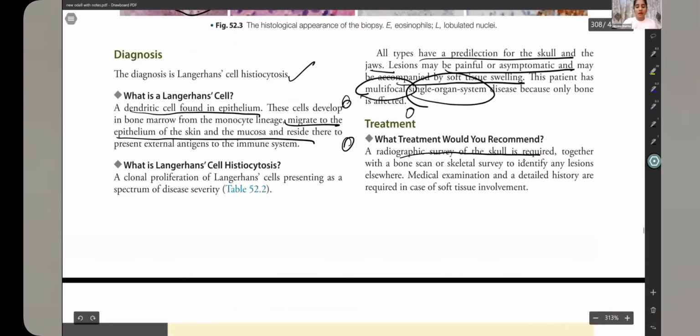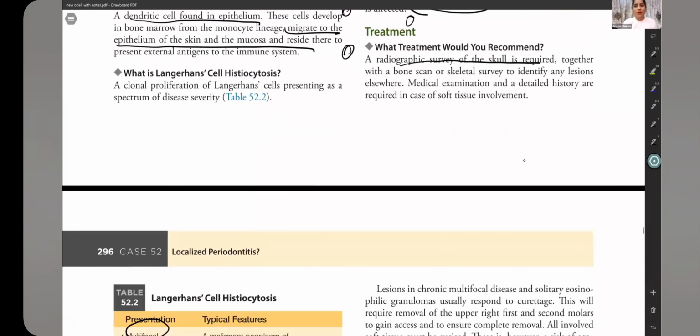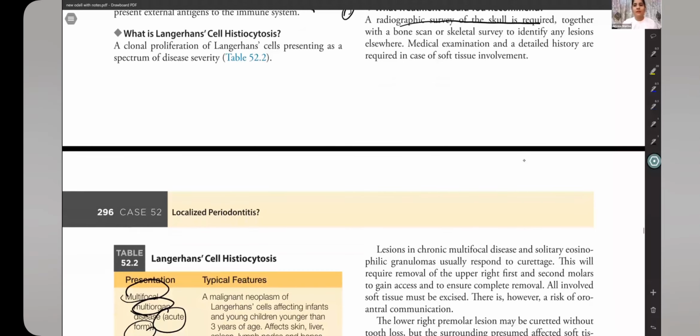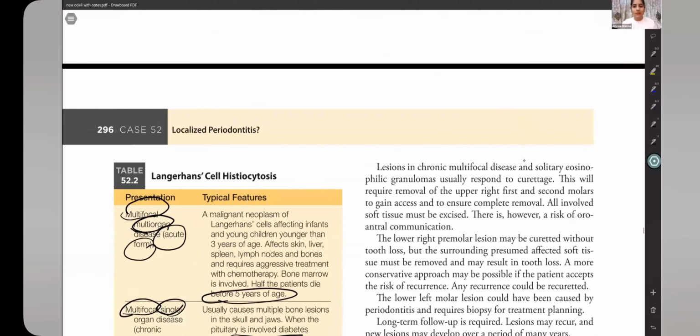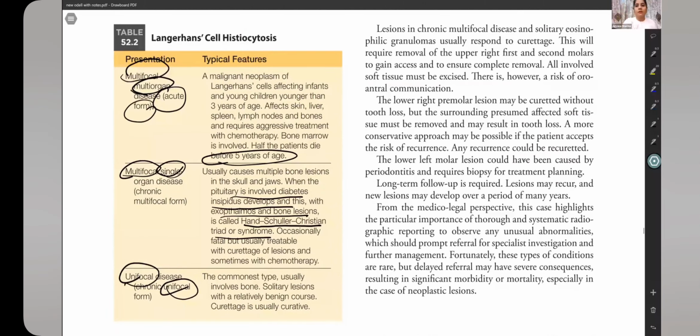You would take a radiographic survey of the skull together with a bone scan or skeletal survey to identify any lesions anywhere else as well. A medical exam and a detailed history are required in case of soft tissue involvement. Lesions in chronic multifocal disease and solitary granulomas usually respond to curettage, and this will require you to remove the upper right first and second molars to gain access and do the complete curettage. Then all the involved soft tissue should also be excised.